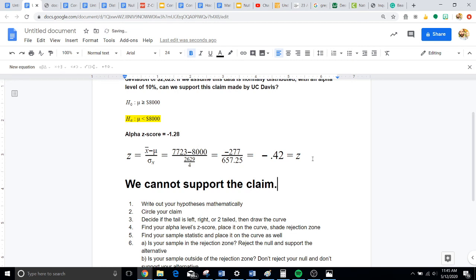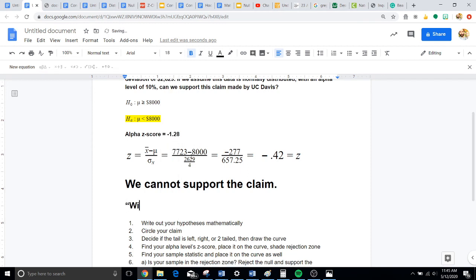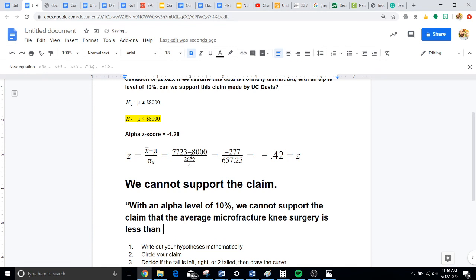All right, let's throw everything together now and write out our analysis. We'll actually make it a bit smaller because this is a very large font. With an alpha level of 10%, we cannot support the claim that the average microfracture knee surgery is less than $8,000.